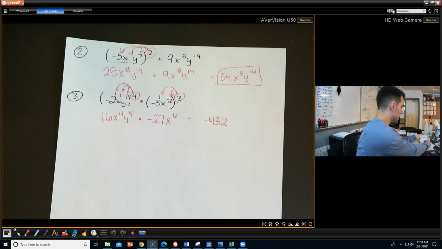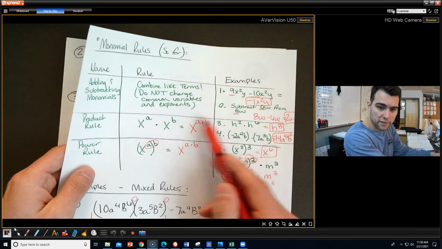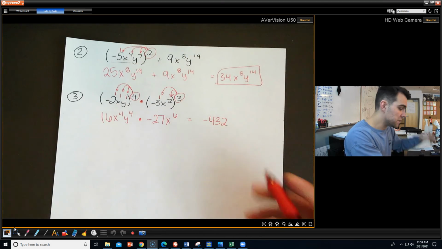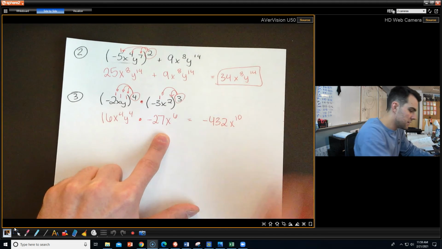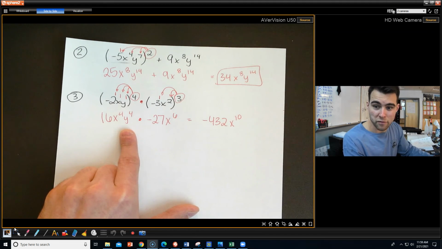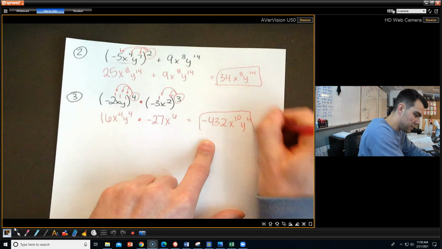Okay. And then these exponents, okay, because we are multiplying our monomials, these guys are going to do what? They are going to add, because our product rule tells us we add the exponents for like bases. So this is x to the 4 plus 6, x to the 10th, and this is still just going to be y to the 4th, because it's still there, it still counts. And that is our final answer.